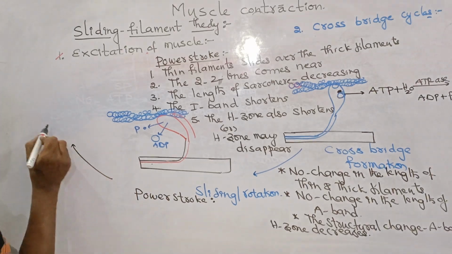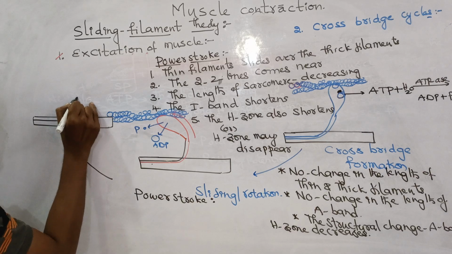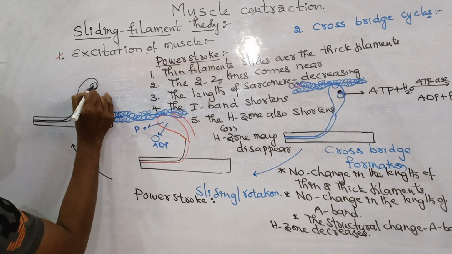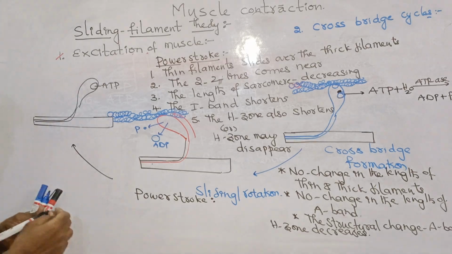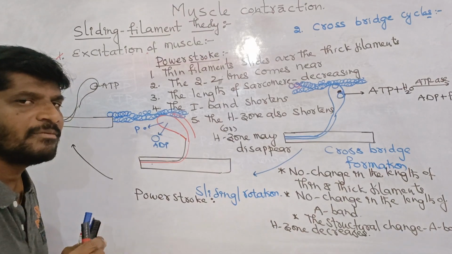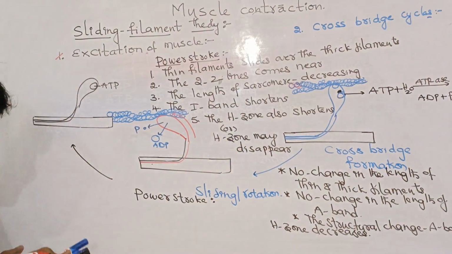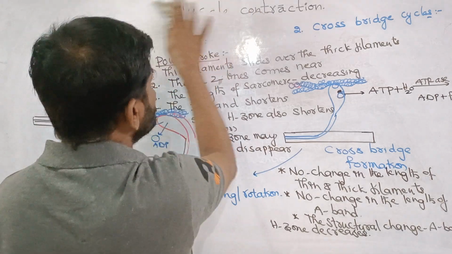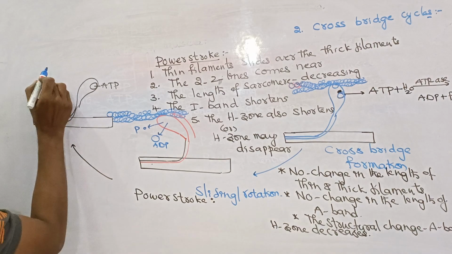Binding of a new ATP. This is the thick filament. When a new ATP binds to the head of the myosin, I told you in the beginning of this class itself, when there is an ATP molecule, the bond is weaker. Therefore, when the ATP is present at the head of the myosin, these are separating. This is the thin filament.